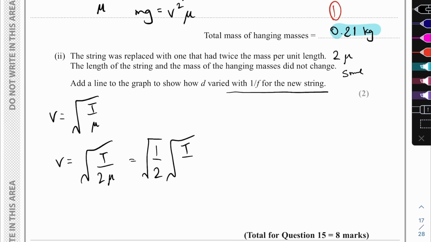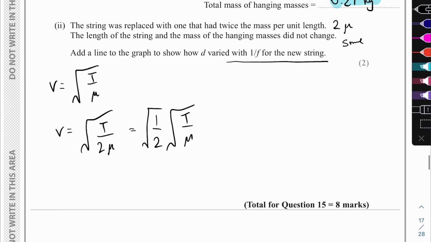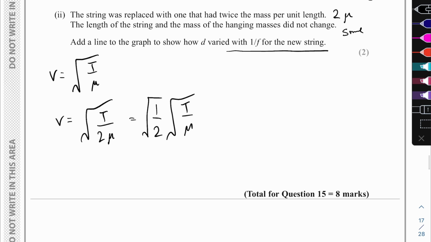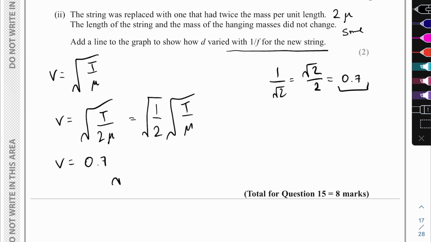So it's t over mu, like this. So what is this? Let's put this in the calculator. Square root of 1 over 2 is the same thing as 1 over square root 2, which is root 2 over 2. Now, in the calculator this is 0.70. It keeps on going, so we're going to stick with 0.7. So v equals 0.7 t over mu.